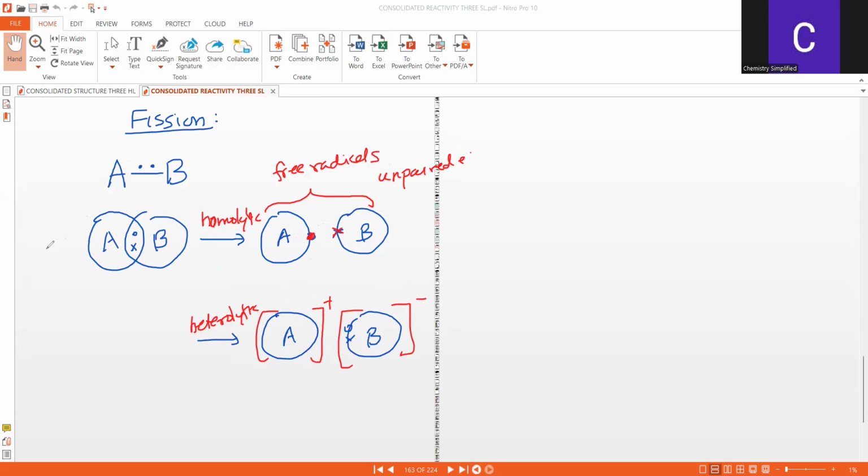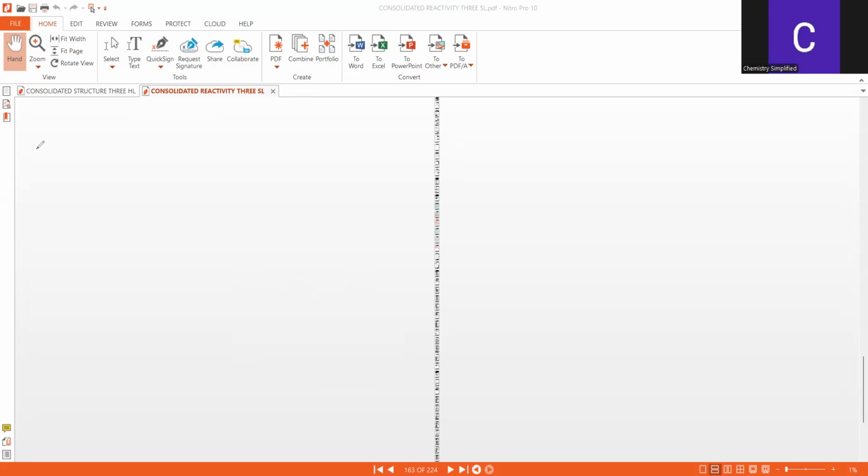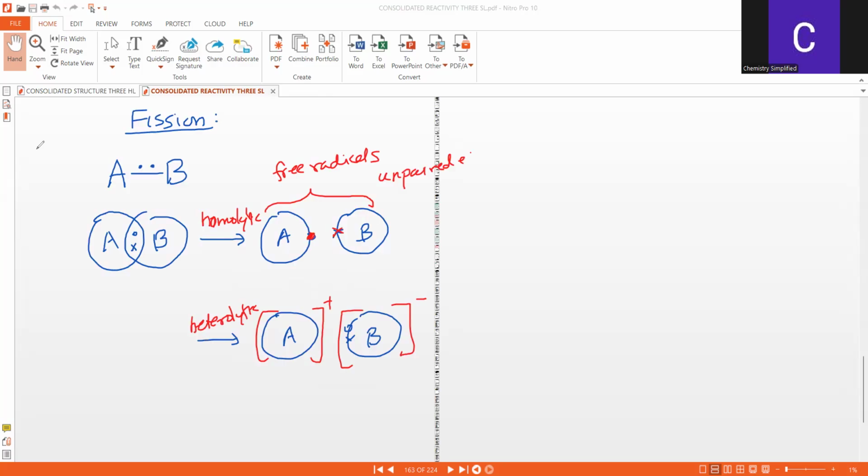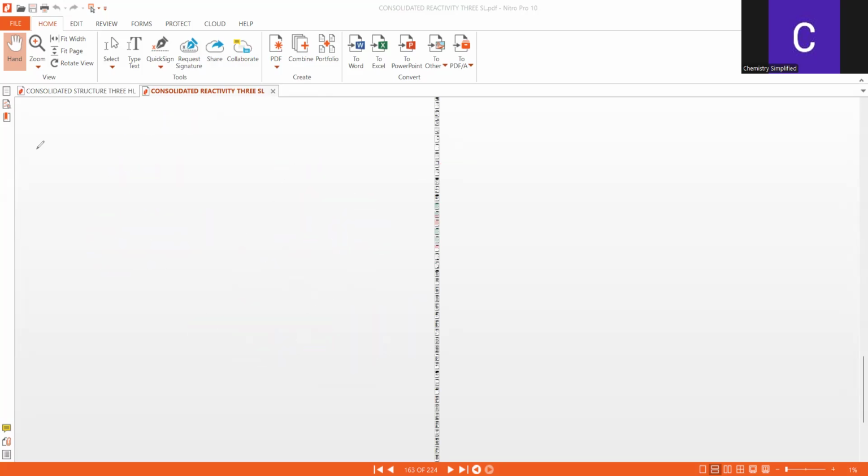Now let's proceed to the main topic, which is free radical substitution. Free radical substitution, as the name suggests, is a substitution by free radical. Now, how the free radical is produced, we have just seen: by homolytic fission. A free radical, which is a halogen free radical, will substitute hydrogen in alkane.